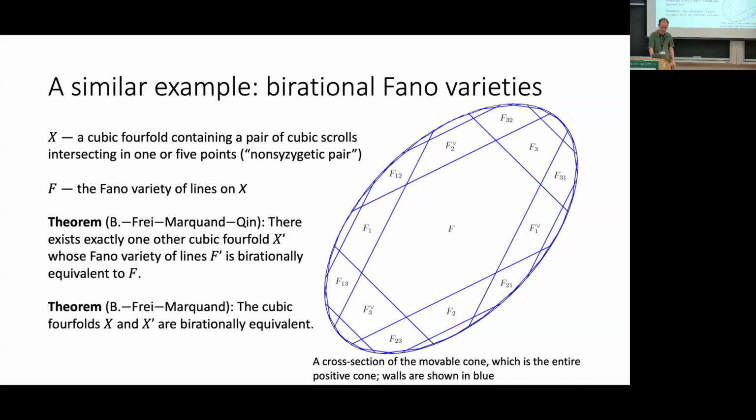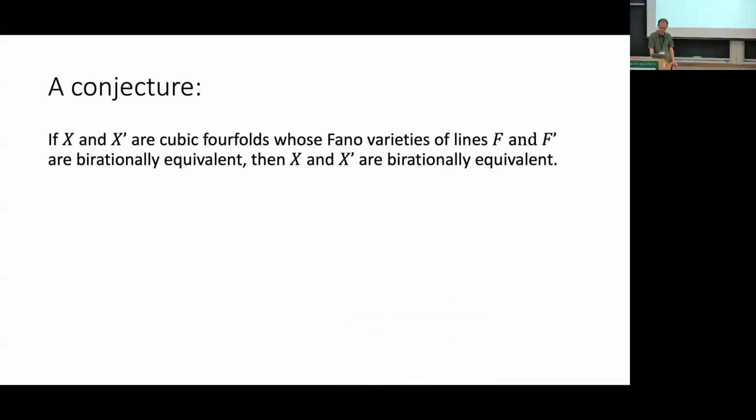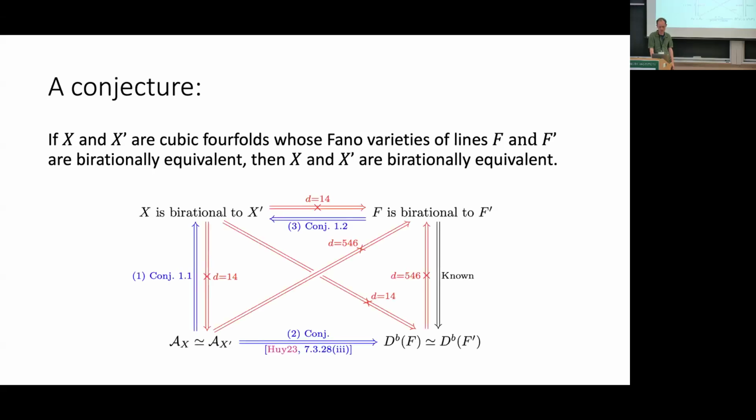Okay, and then we were able to prove, in fact, that those two cubic fourfolds were still somehow related. They're birationally equivalent, just like in the discriminant 20 example. So what I want to advertise here is this conjecture that we made. If you have two cubic fourfolds and their Fano varieties of lines are birationally equivalent, which could even be as strong as isomorphic, then X and X prime are birationally equivalent. So there should be a really strong relationship between the cubics.